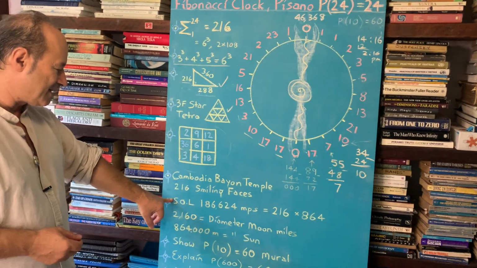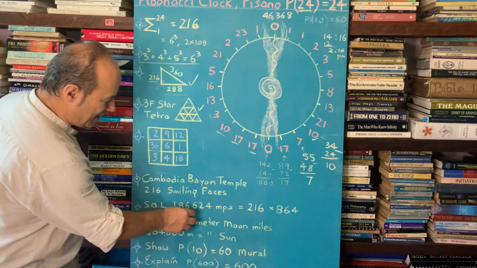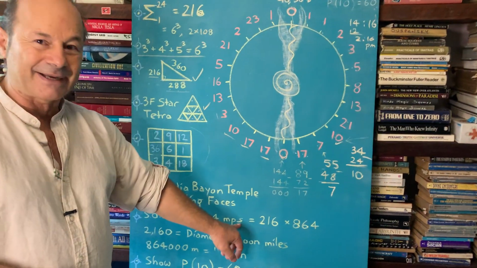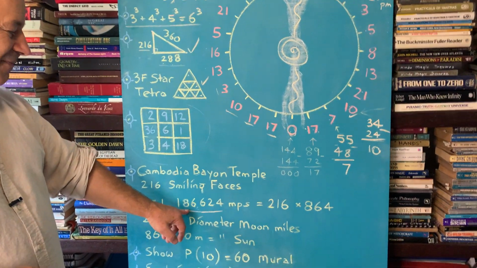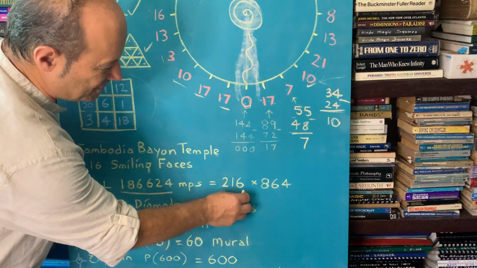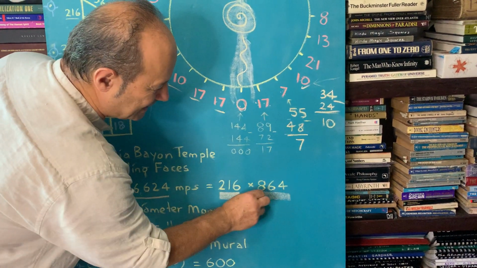Just one more is that the speed of light is known as 186,624 miles per second. So every second, that's the speed of light. So that number 186,000 is the multiplication of 216 and 864.